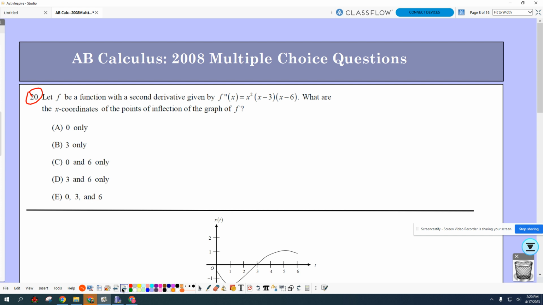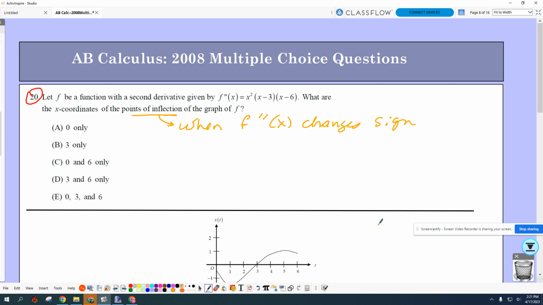Oh, when do we have points of inflection? When f prime of x crosses the x-axis. The sign changes. What sign of what changes? F prime of x. Oh, no, when f double prime of x changes sign. I think that's D. Okay, it's when f double prime changes sign. So I need to find the zeros for f double prime.